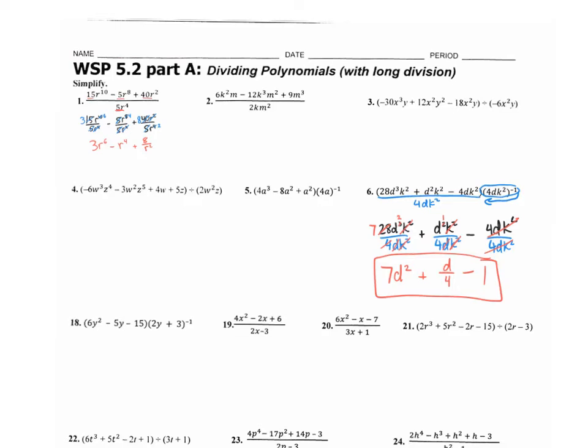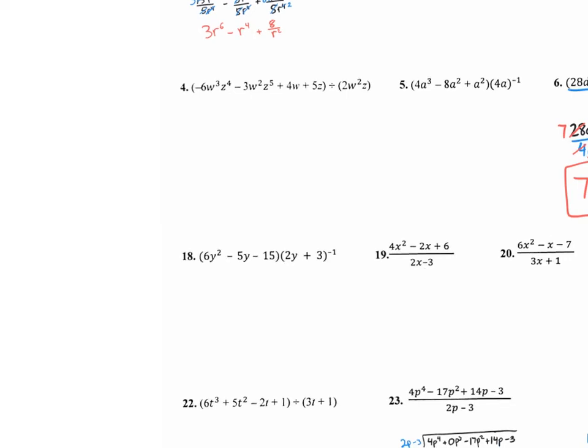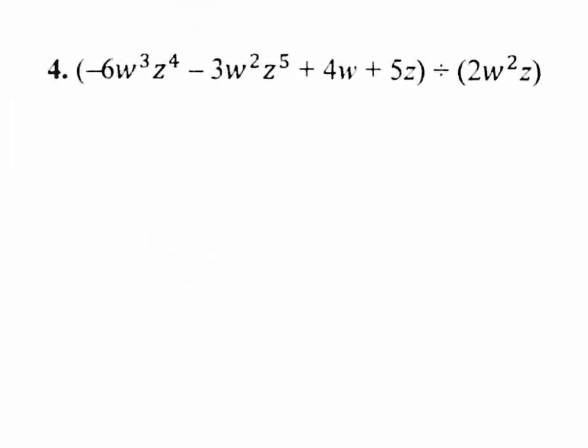We'll get to exactly how many questions are on the quiz later. But right now, are we cool with the first half of the worksheet? Dividing by a monomial? Should we do one more? Would you guys like to see one more? Number 4. Okay, let's do number 4.